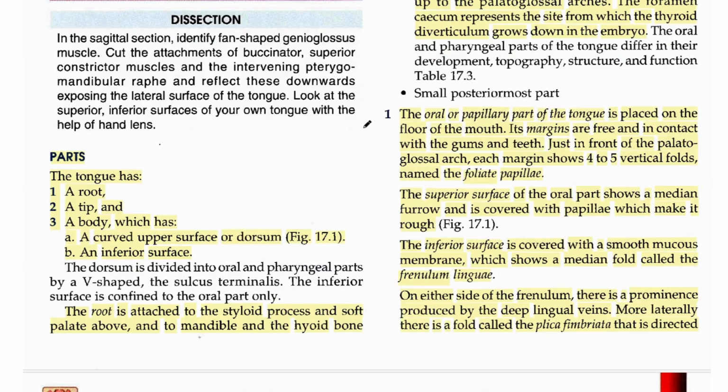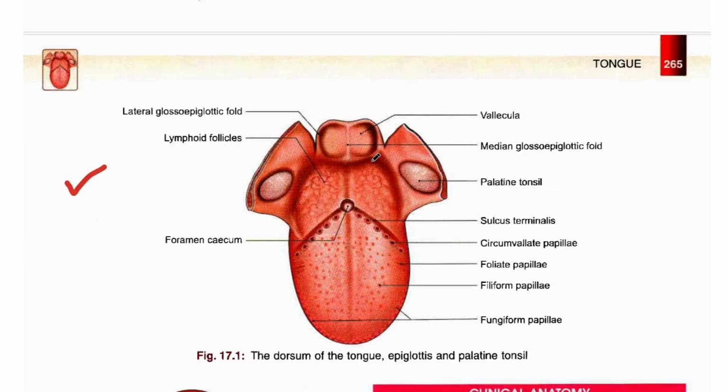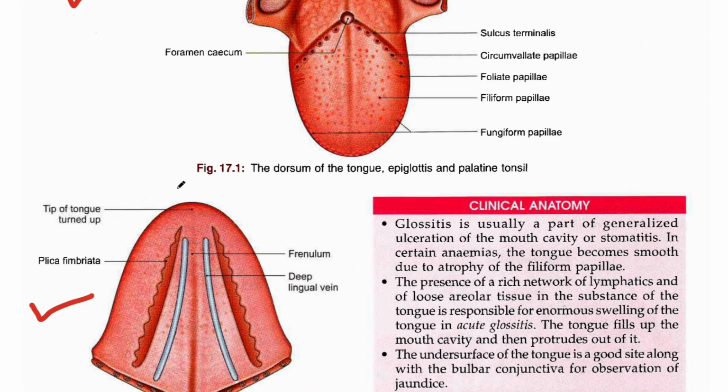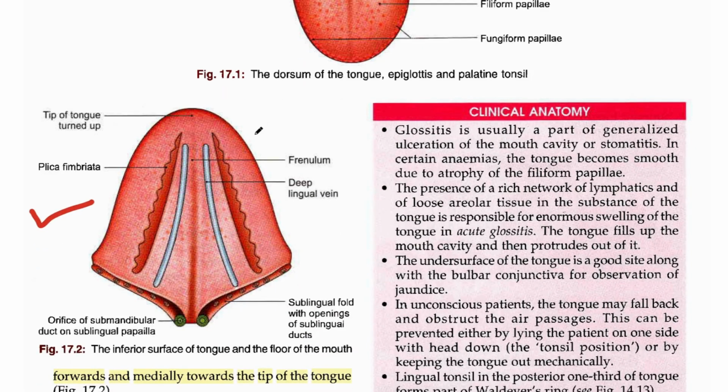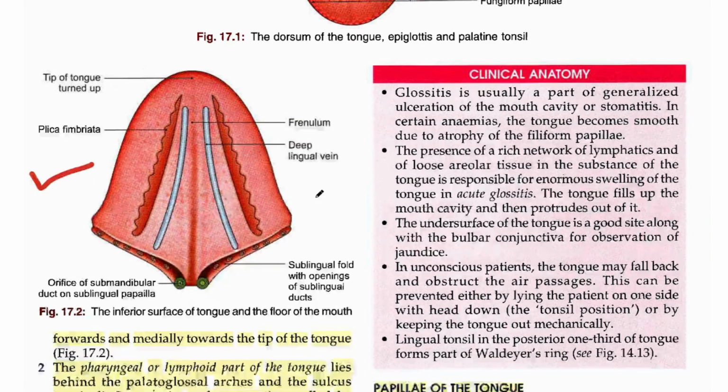So basically, the points that I have highlighted are the main points that you have to mention in your long answer questions. This is an easy diagram and you should draw it. The diagram shows the foramen cecum, the different papillae of the tongue, the lymphoid follicles, and the palatine tonsil. This is the dorsum of the tongue. The below diagram shows the inferior surface of the tongue. You can draw this diagram and mention the deep lingual vein, frenulum, and plica fimbriata.